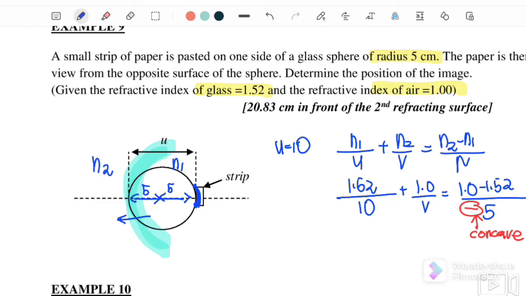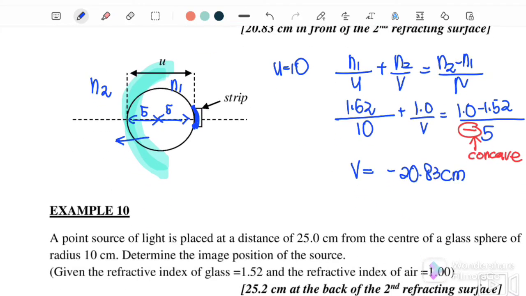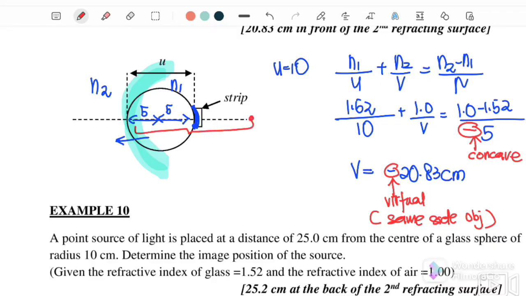Okay, therefore the value V that we will get is equal to negative 20.83 cm. Negative here shows that this is actually a virtual image, and a virtual image will form on the same side as the object. So if your object is 10 cm from the reflective surface, then the image will form at 20.83 cm, on the same side as the object. This is our V from the reflective surface.